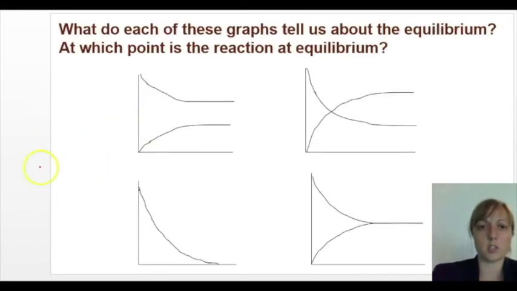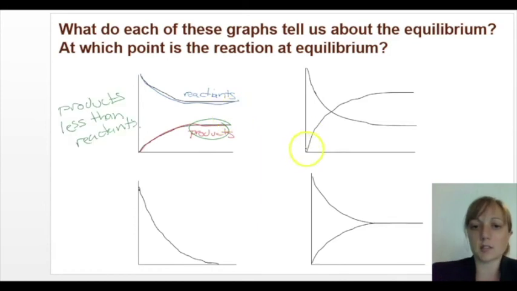Alright, so let's take a look at each of these graphs and see what we can work out from them. So if we have a look here, we've got this graph going this way up. So the concentration of something is getting bigger. So we would suggest that this is our products forming. And in this case, the concentration of this is getting smaller. So we would say that this is our reactants being turned into products. So we can see here that the amount of products doesn't get to be the same as the amount of reactants. So our products is less than our reactants.